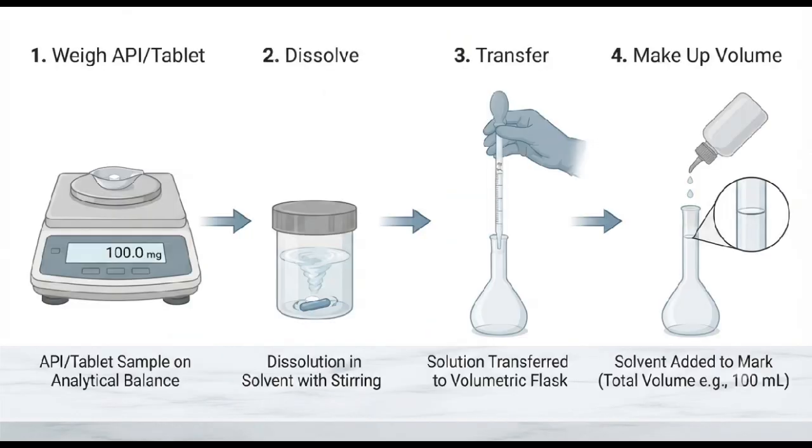Preparing the sample. First, the pharmaceutical sample is accurately weighed or measured. It is dissolved using a suitable solvent and, when required, transferred quantitatively into a volumetric flask and diluted to the required volume.